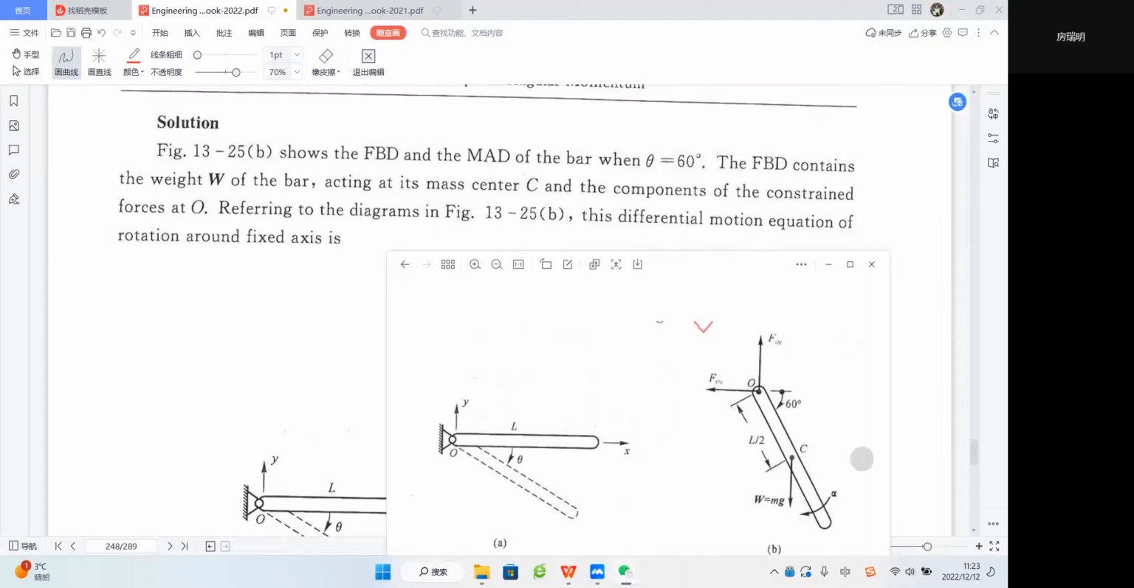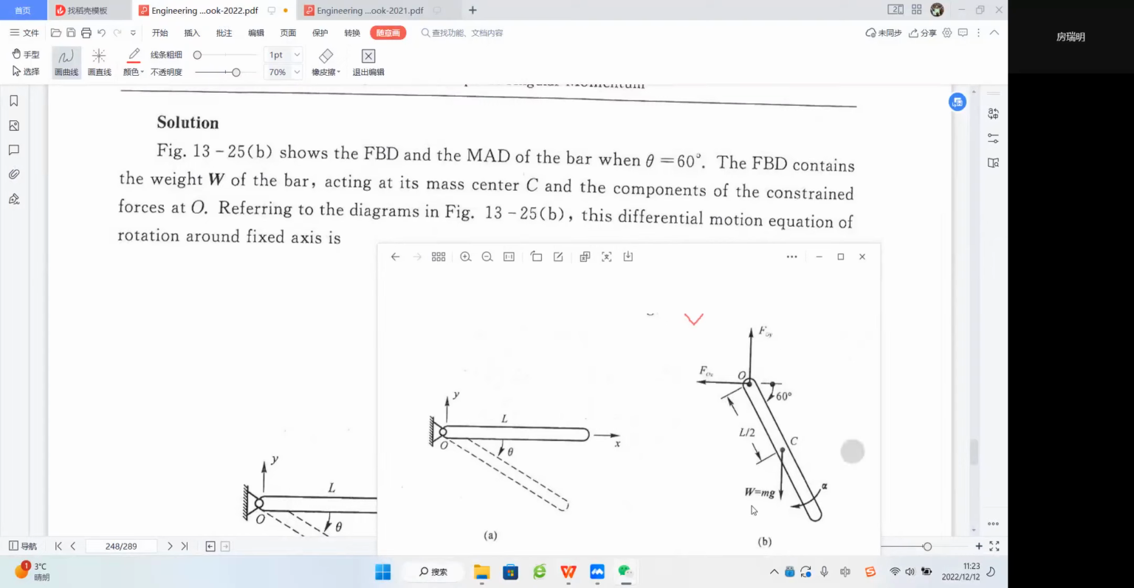This figure B shows the FBD and MBD. For the FBD, we talk about the bar's force analysis. You can find here is the fixed pin. That means it's pinned between the frame and the bar.